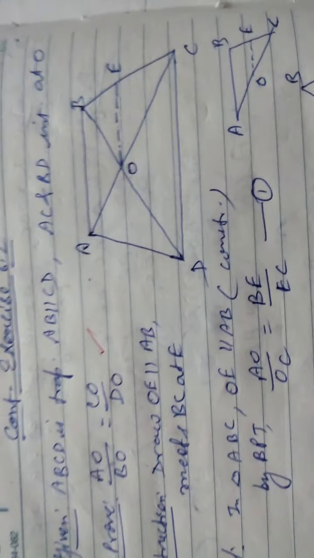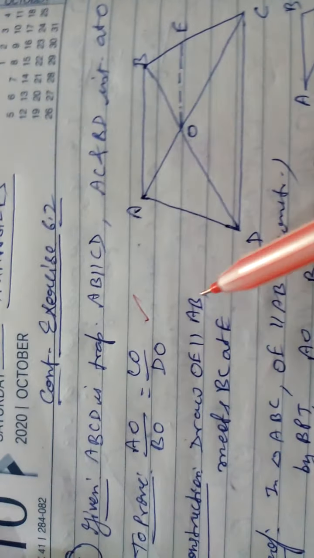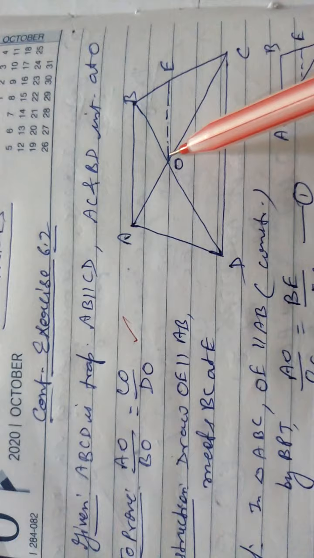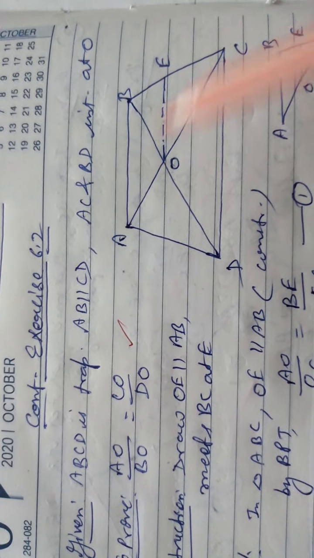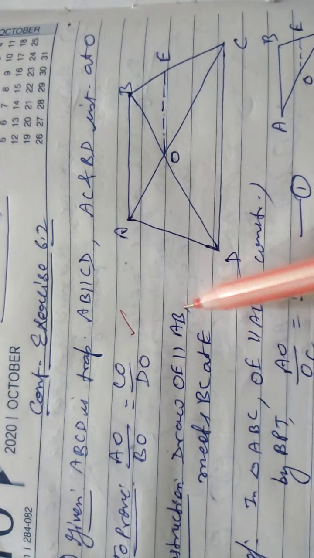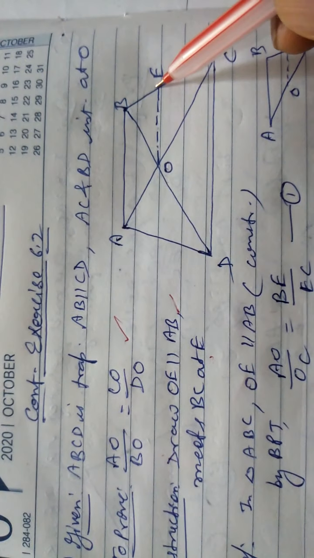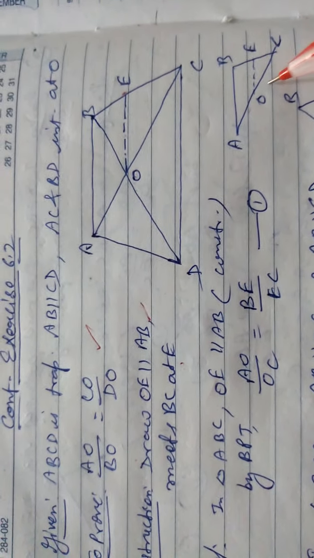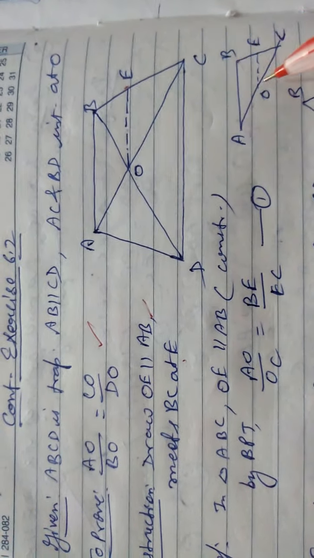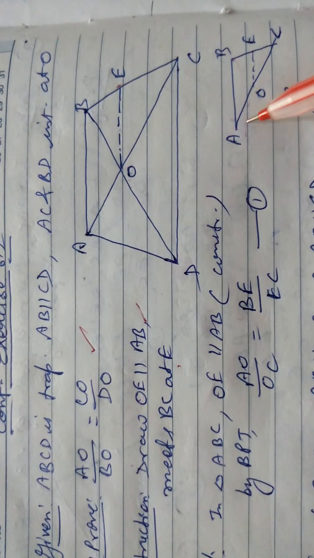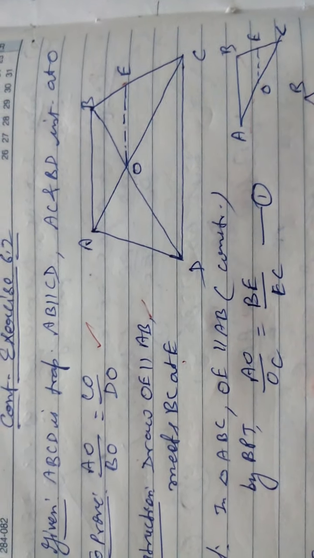So here first of all we will see the construction. Draw OE parallel to AB, meets BC at E. First construction. After this proof, in triangle ABC, OE is parallel to AB, then according to BPT, AO upon OC is equal to BE upon EC.